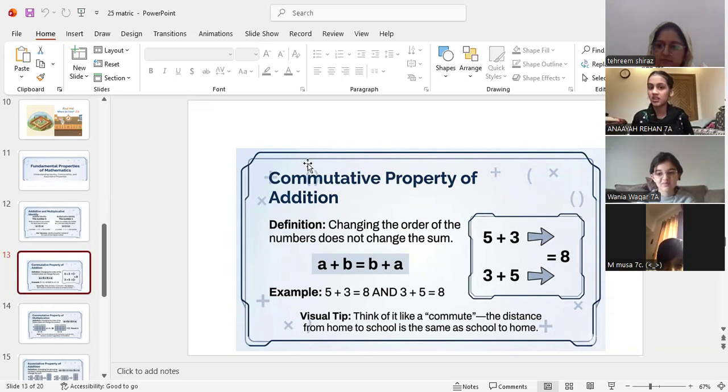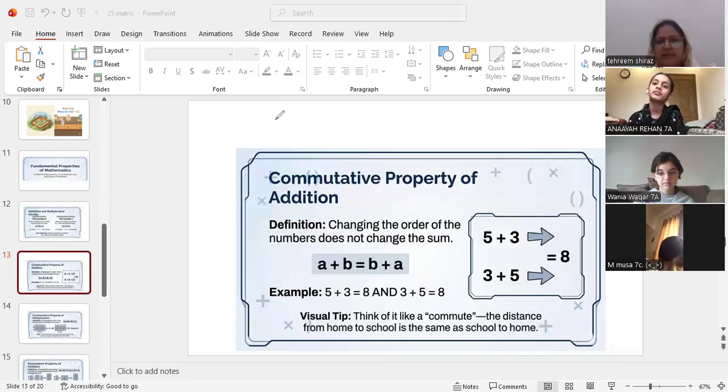Anyone? Anaya, yes. I heard it. Yes, ma'am, 10 minutes. Because it is same. Whether I am going in one direction or coming in the other direction, the answer remains unchanged. It means that if I change the position of the numbers, the answer will remain unchanged. That is actually commutative property of addition.